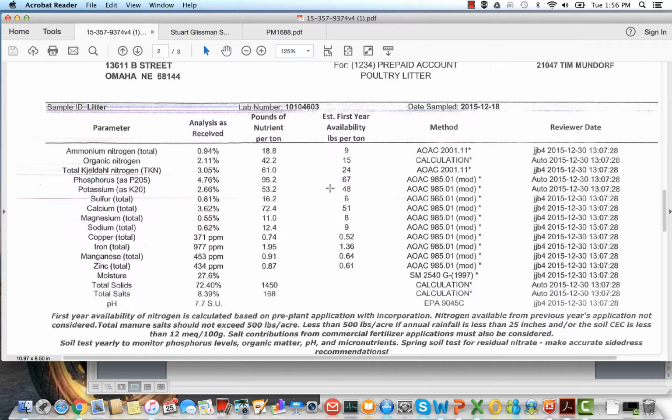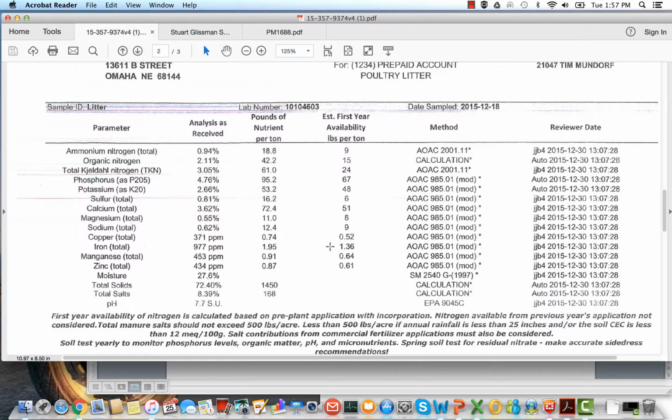48 pounds as K2O, 6 pounds of sulfur, 51 pounds of calcium, 8 pounds of magnesium, 9 pounds of sodium. That's a big one. We just want to make sure, when we're looking at these manures and biosolids and things like that, the negatives like sodium aren't outweighing the positives like nitrogen, phosphorus, and potassium. But here we've got quite a bit of fertility. The sodium number isn't too concerning as long as we don't get too aggressive with our application rate.